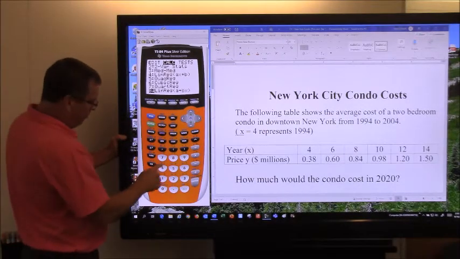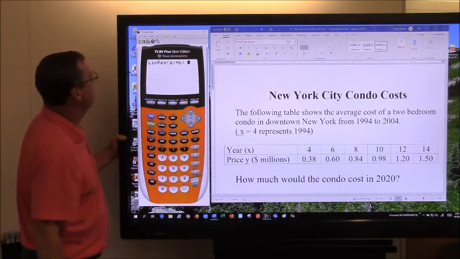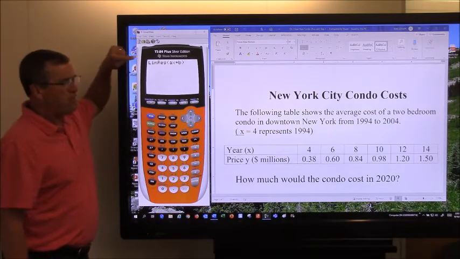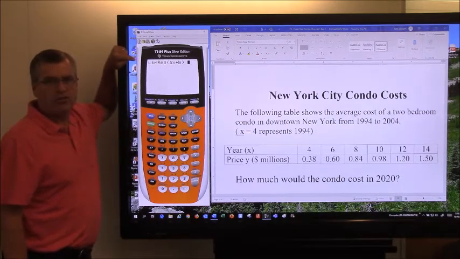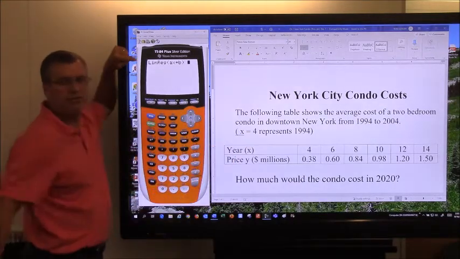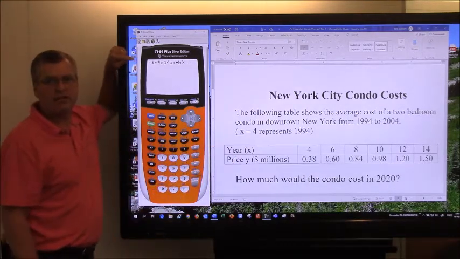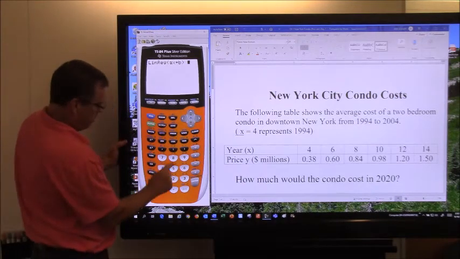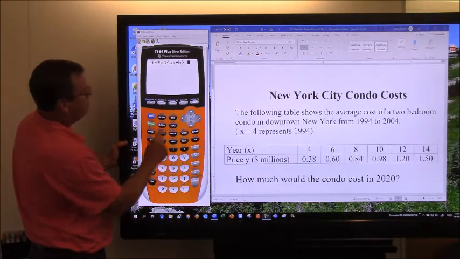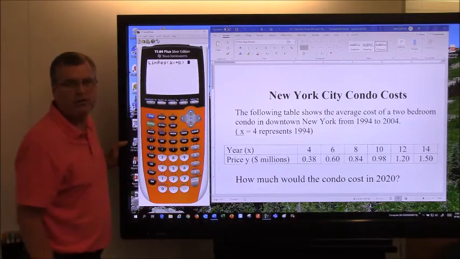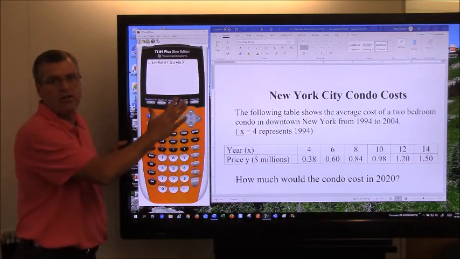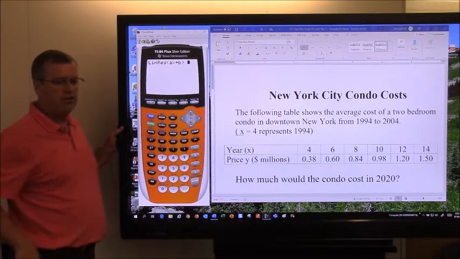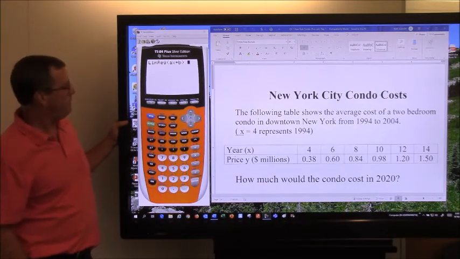All right, so I'm going to go 4, option 4. And this will now automatically look in list 1 and list 2 for those xy values, unless I tell it differently. If I want to look in list 3 and 4, I would have to put L3, comma, L4 right after this. But it's automatically going to look in list 1 and 2. I do want to tell the calculator one more thing though.